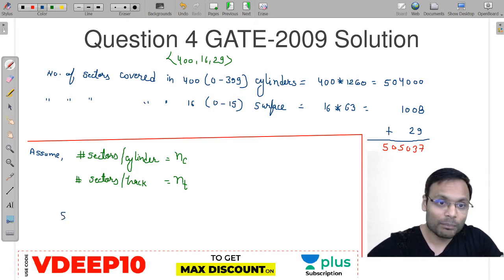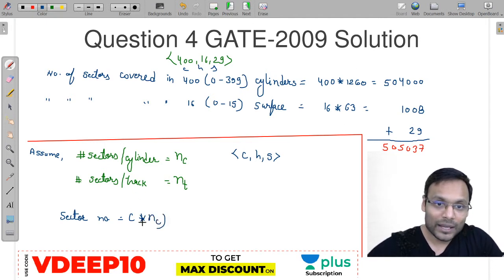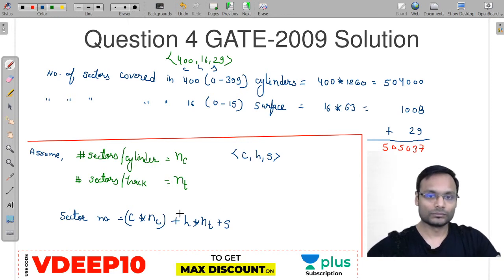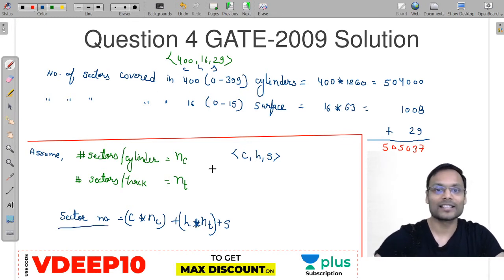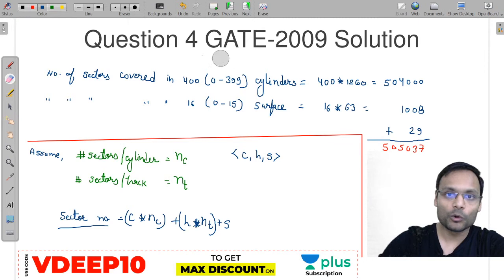So if I want to calculate the sector number whose address is given in the format C, H and S, in that CHS, multiply this particular C by what? 1260, which is nothing but NC, plus the surface number H multiplied by 63, which is nothing but the number of sectors per track NT, plus S. That's how you can calculate the sector number whose address is given as 400,16,29. I hope you could understand this much.